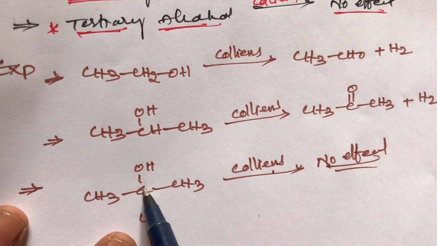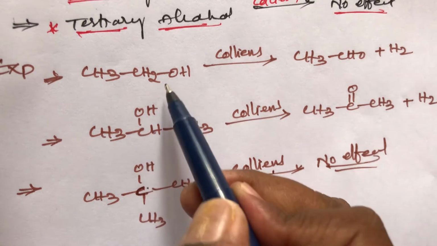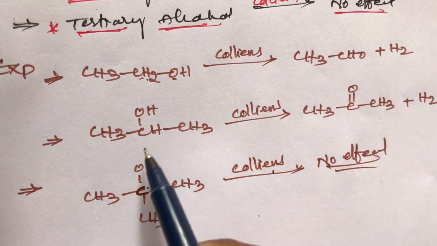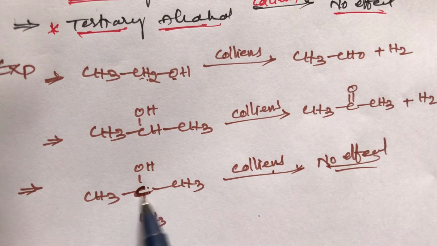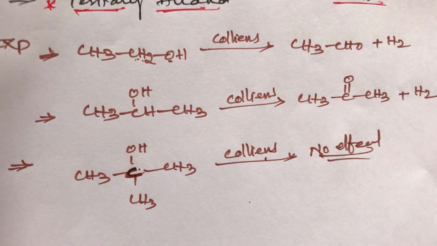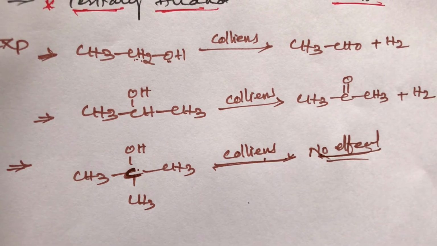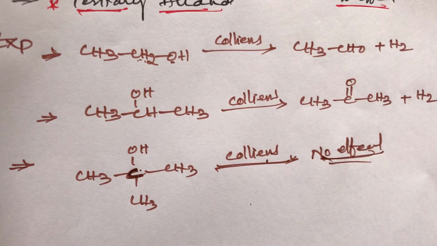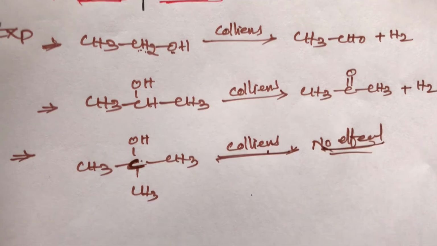Why? Because this tertiary carbon does not contain hydrogen. You remember the simple reason, student. The primary carbon has hydrogen, so it can easily oxidize. The secondary carbon also has one hydrogen, so it can also easily oxidize. But this tertiary carbon does not contain hydrogen, so it cannot oxidize, and that is why there is no effect. This Collins reagent is a moderate oxidizer. It can oxidize primary and secondary alcohols, but tertiary alcohols cannot be oxidized.